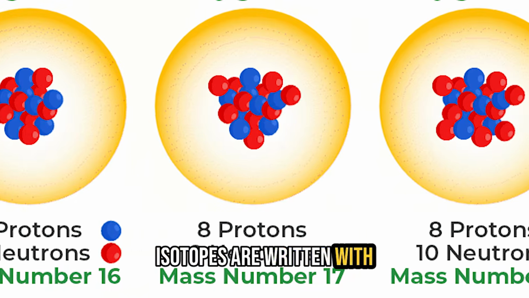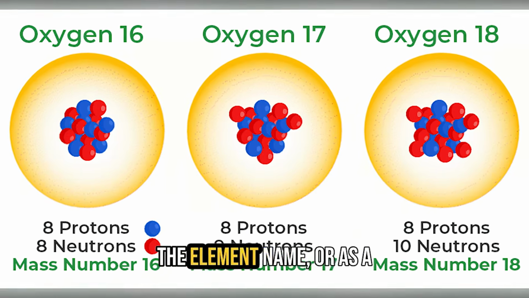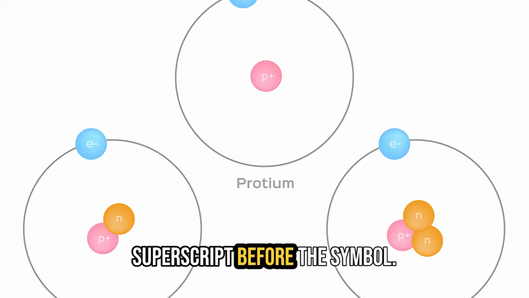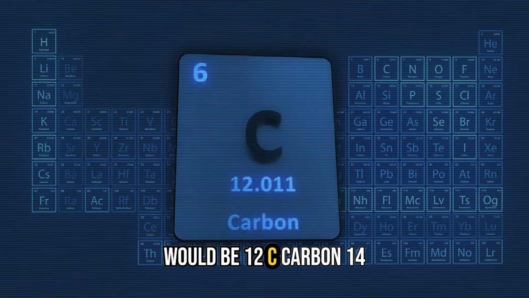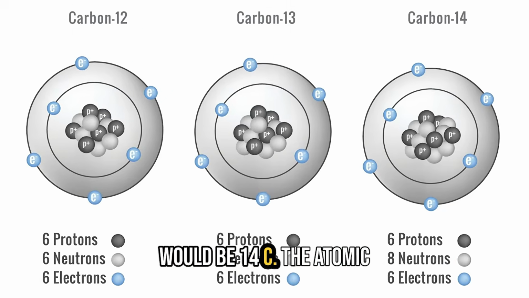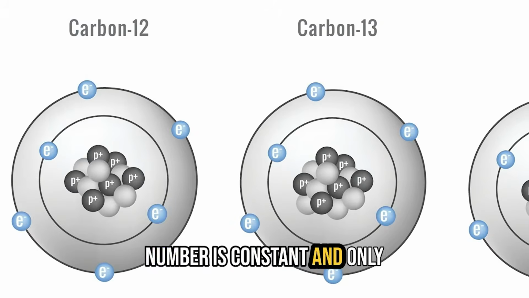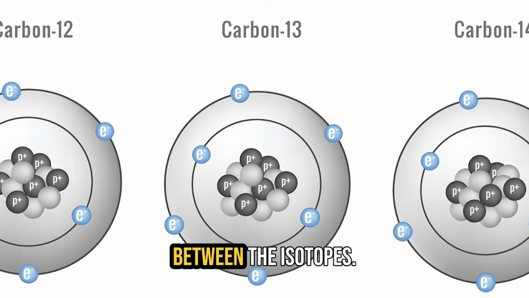Isotopes are written with the mass number after the element name or as a superscript before the symbol. So for example, carbon 12 would be ¹²C. Carbon 14 would be ¹⁴C. The atomic number is constant, and only the mass number changes between the isotopes.